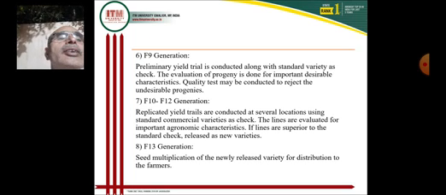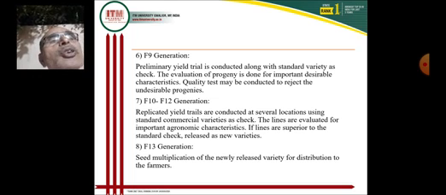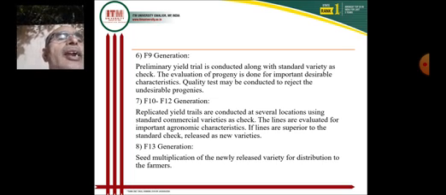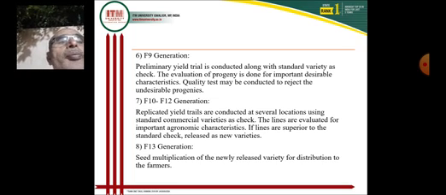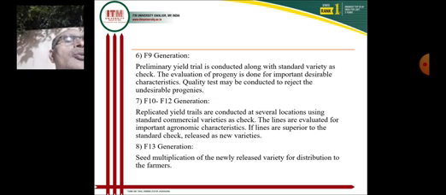In F9 generation, preliminary yield trial is conducted along with a standard variety as check. Now these progenies are evaluated in yield trial, and a standard variety or local variety which is well adapted to this area is used as check. The evaluation of progeny is done for important desirable characteristics. Quality test may be conducted to reject the undesirable progenies.